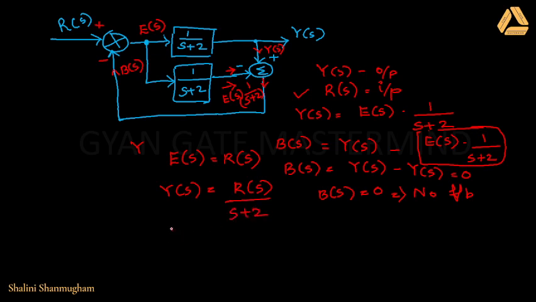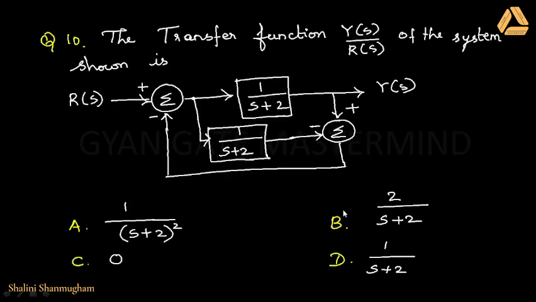So from this, the transfer function is the ratio of the Laplace transform of output divided by the Laplace transform of the input, which is nothing but 1 by s plus 2. Hence the answer is 1 by s plus 2. D is the answer for this problem.